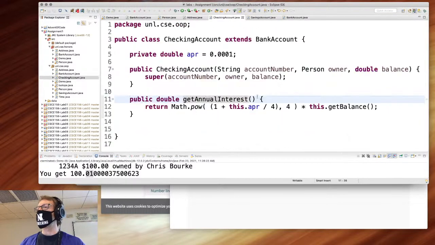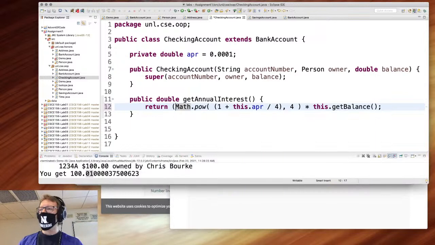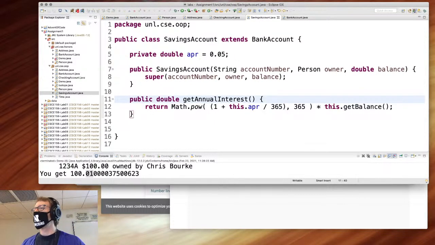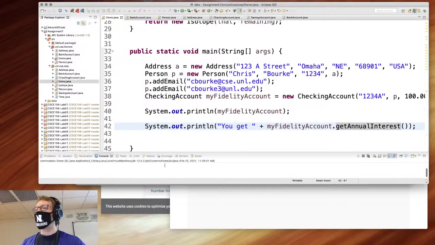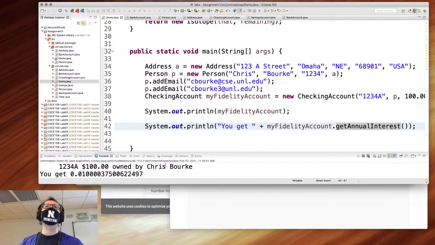Actually, get annual interest should subtract the balance after this, right? Oh, you know what? I think I need a -1 in here. Oops, -1. Because you don't get double your balance, right? So maybe I'll fix that over here as well in the savings account. But that was 365 and 365. There we go. Now let's go back over to the demo here, and I get a whopping 1 cent out of that whole thing.